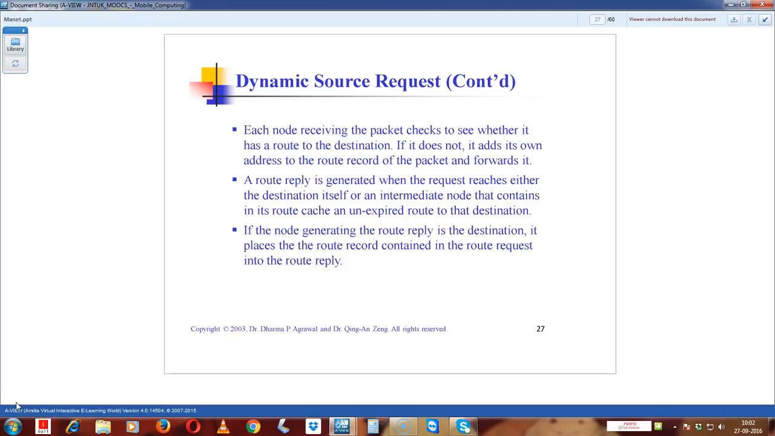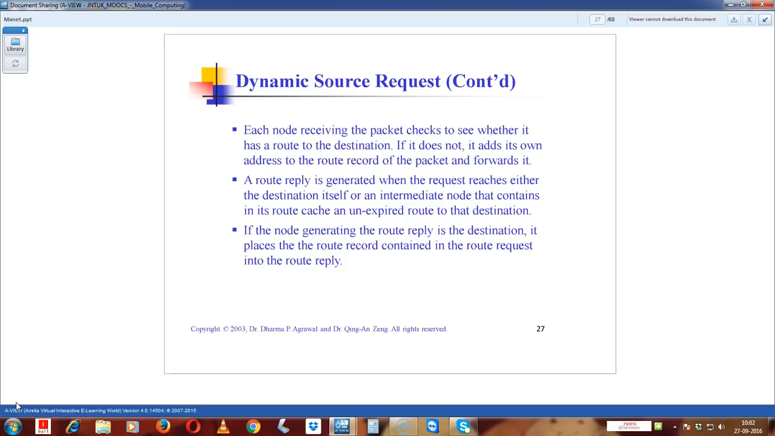Then a route reply will be generated. A route reply is generated when either the destination itself, or an intermediate node that contains in its route cache an unexpired route to the destination, receives the request. Okay, here is the catch. Your route reply should be a reply from the destination.